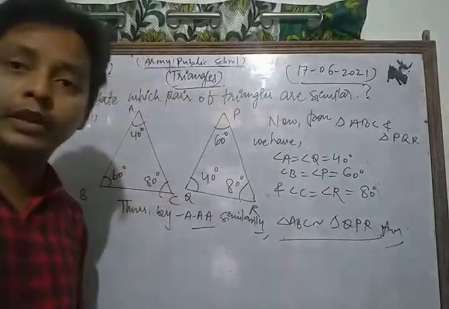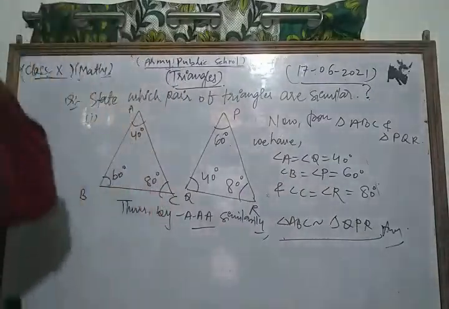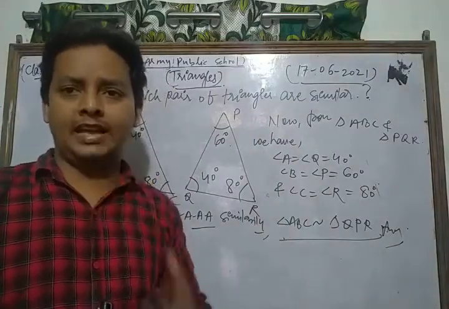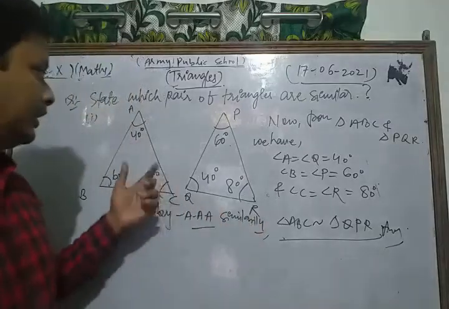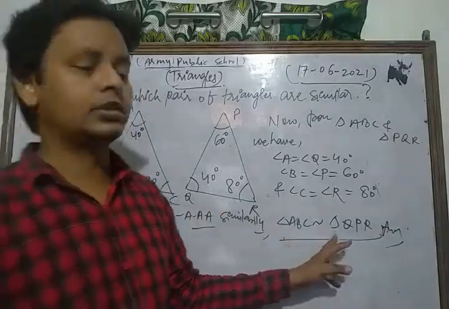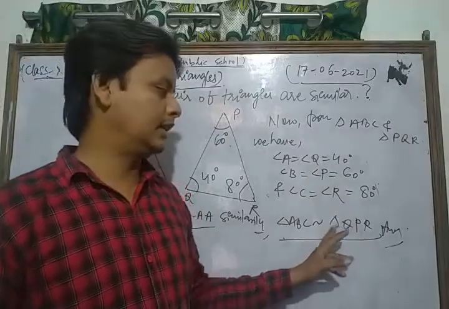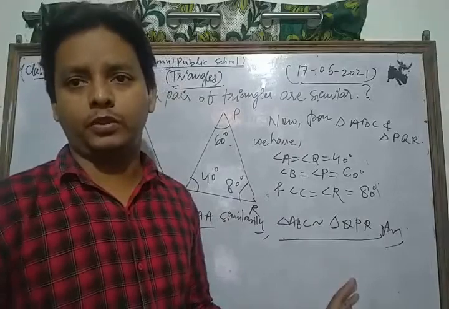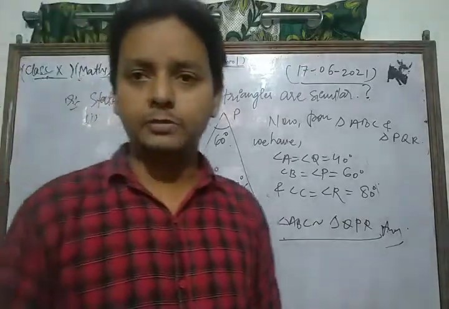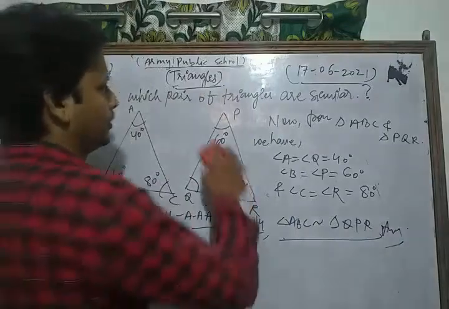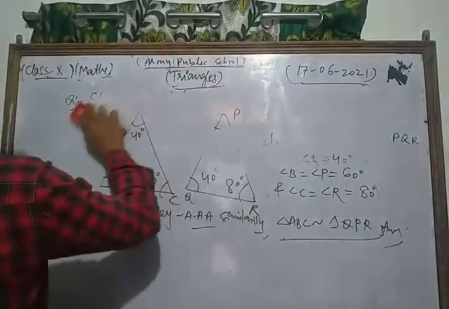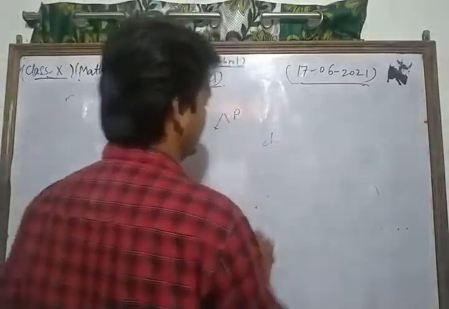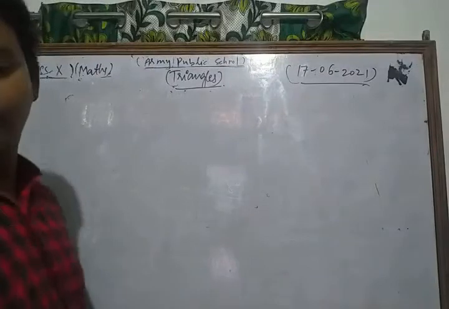Yes, so in this way we can say that by the concept of angle similarity, the triangle ABC is similar to triangle QPR. This is a very important concept related to that topic. Now similarly we take and solve the second part of this question. Let's see.